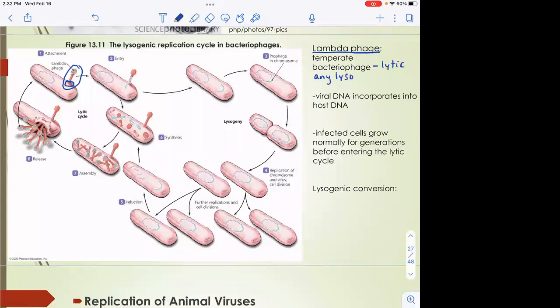lysogenic replication. Whoops, lytic and lysogenic. My writing there.